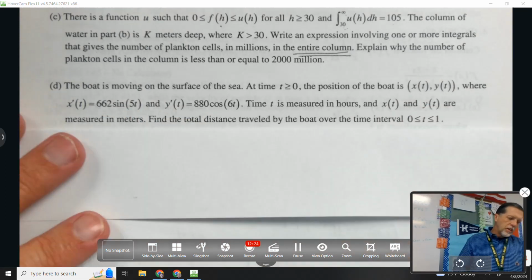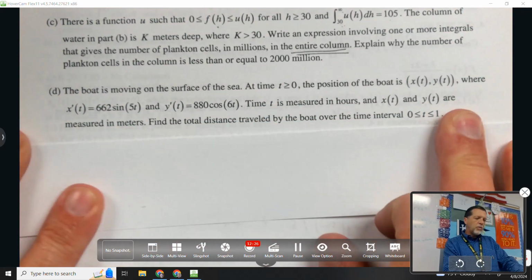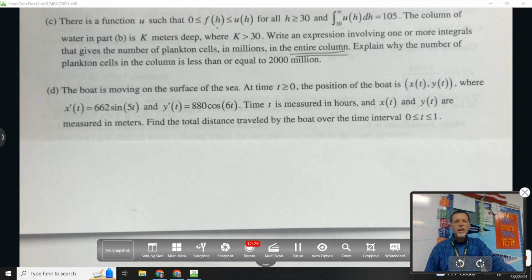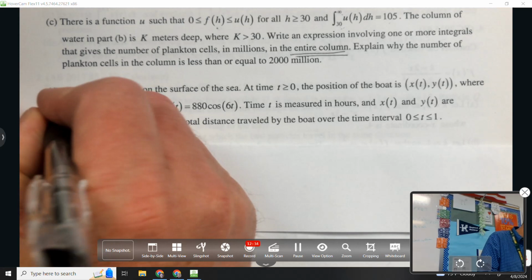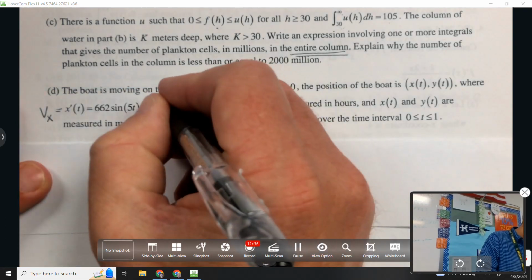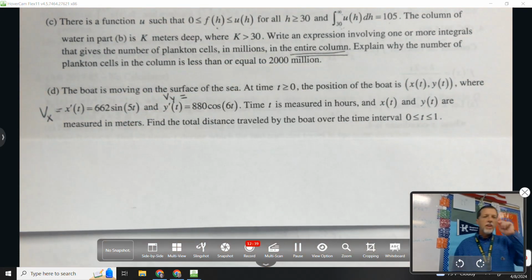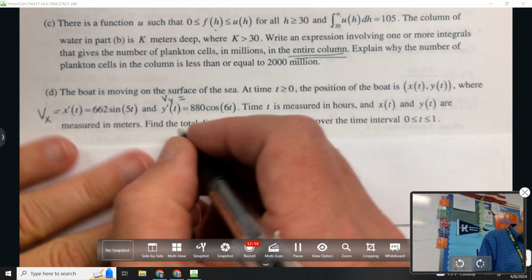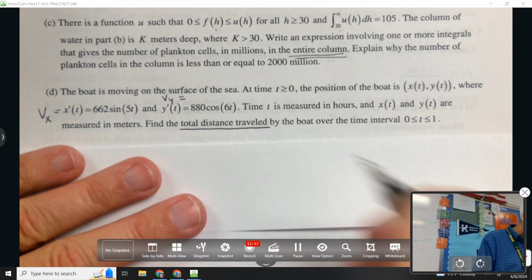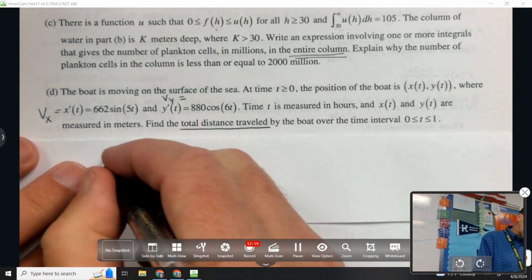The boat is moving on the surface of the sea. At time 0, the position of the boat is xt and yt. X prime, I'm going to put this in sort of physics language for you. So Vx is 662 sine of 5t. Vy is 880 cosine of 6t. T is measured in hours. X and y are meters. Find the total distance traveled. Okay, here's the calculus part of this. Total distance traveled from 0 to 1.